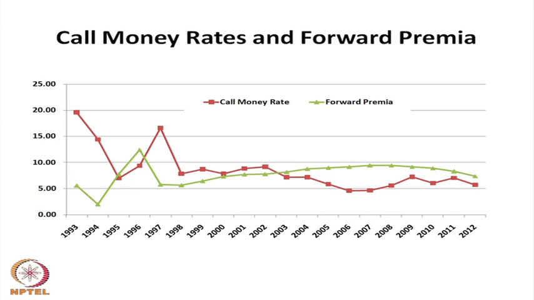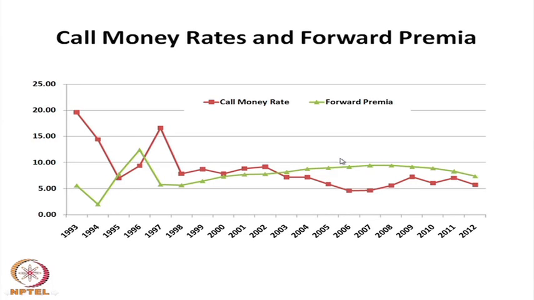If you see the Indian context, I have drawn a graph over the period 93 to 2012. What is the movement of the call money rate? The call money rate is the red line, and over the period it is declining and remaining at around 5%, and the green line indicates the forward premium. Up to 99-2000 it was not moving in tandem. After that it moves significantly in tandem with the call money rate.